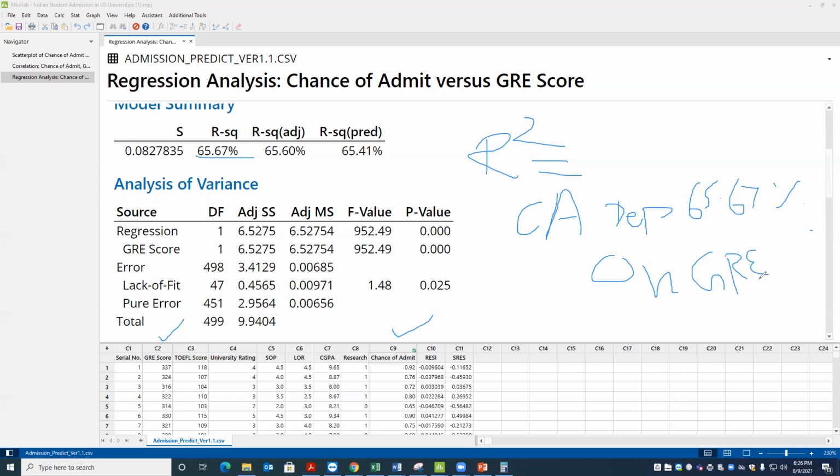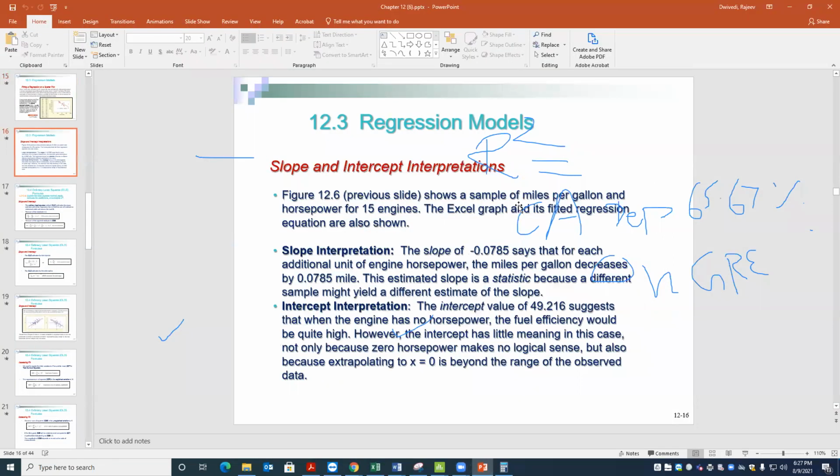This is the simple meaning, but otherwise this is cause: 65.67% cause in chance of admission is due to GRE score. So you can use different wording based on the context. So let me go with the slides wording.